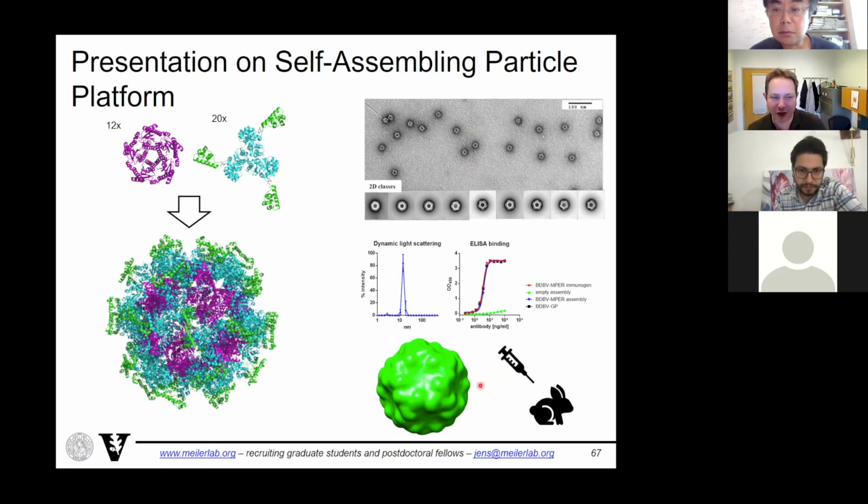And if you inject that into rabbits, then you indeed see that these rabbits start making antibodies that target this particular region of the glycoprotein. And so you have sort of a pipeline how to engineer the best human antibodies and then use these antibodies to reverse engineer the vaccines that elicit these antibodies. And this approach is very exciting.